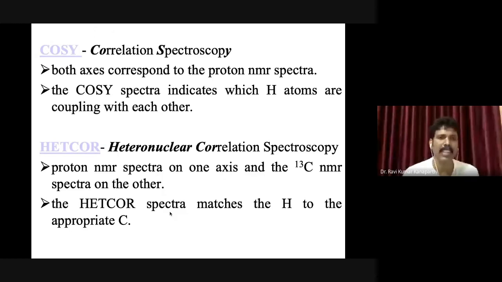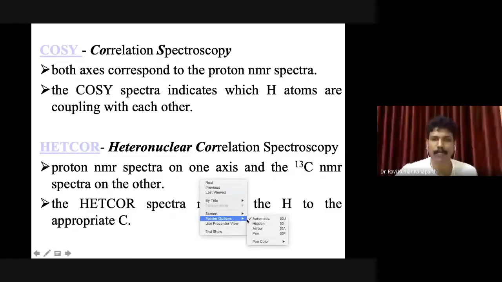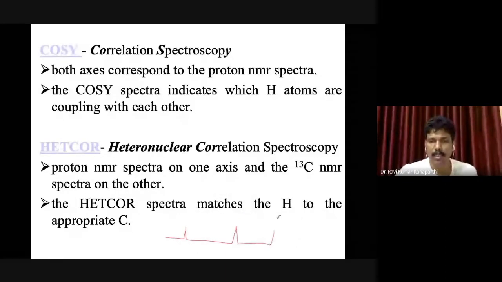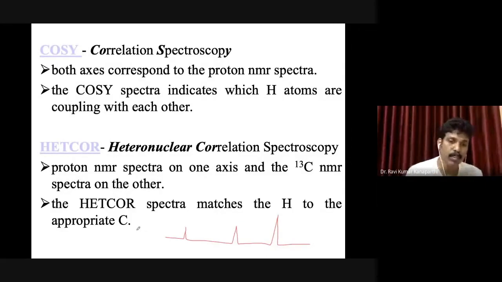And then HETCOR is very interesting. It is again a correlation spectroscopy, but between different nuclei. This is again a very useful technique to deduce connectivity information. Suppose you recorded a carbon NMR spectrum of some molecule. It will give you the corresponding carbon peaks. Now, how are these carbons connected with the protons? If you want that information, HETCOR is a beautiful technique.